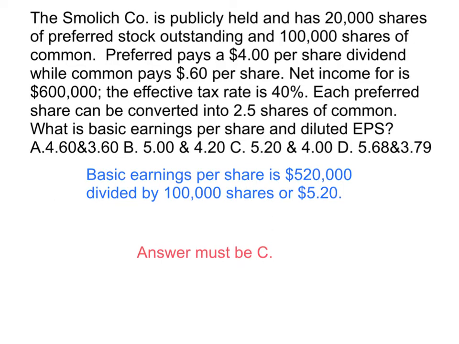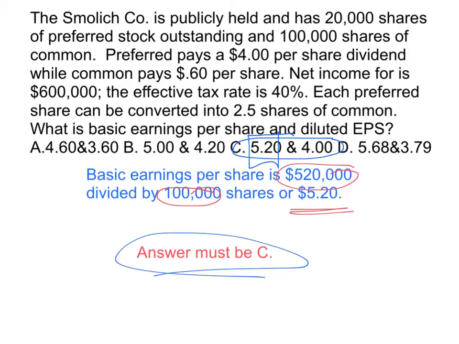So we now know that the net income for common stock is 520,000. You've got that number. And the number of shares is 100,000. Therefore, the basic earnings per share in this question is $5.20. That tells you that the answer is going to be C, because only C has $5.20 as the basic earnings per share. Now, we're still going to calculate the diluted earnings per share to show you how it's done. But you can tell in this problem by just doing basic earnings per share what the answer is. The answer is C.